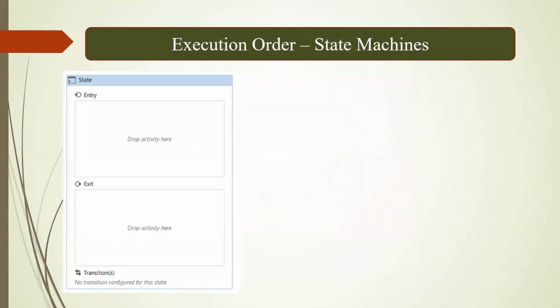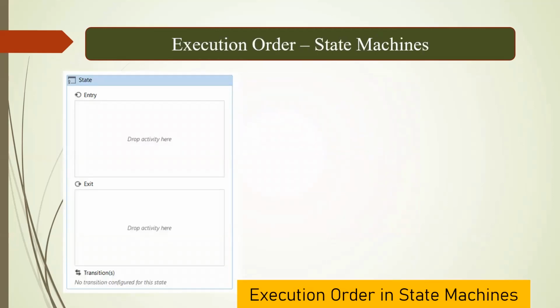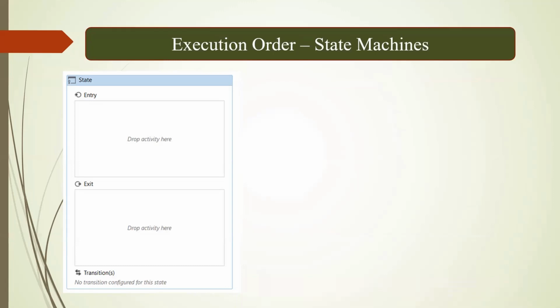Before you go and understand the RE framework, first of all, you should have a clear idea of how a state machine works. This is an example of a state machine. Whenever you drag and drop a state machine, this is how it looks. A state machine has three sections: entry, exit, and transition. The first block in the state machine executed is called the entry block.